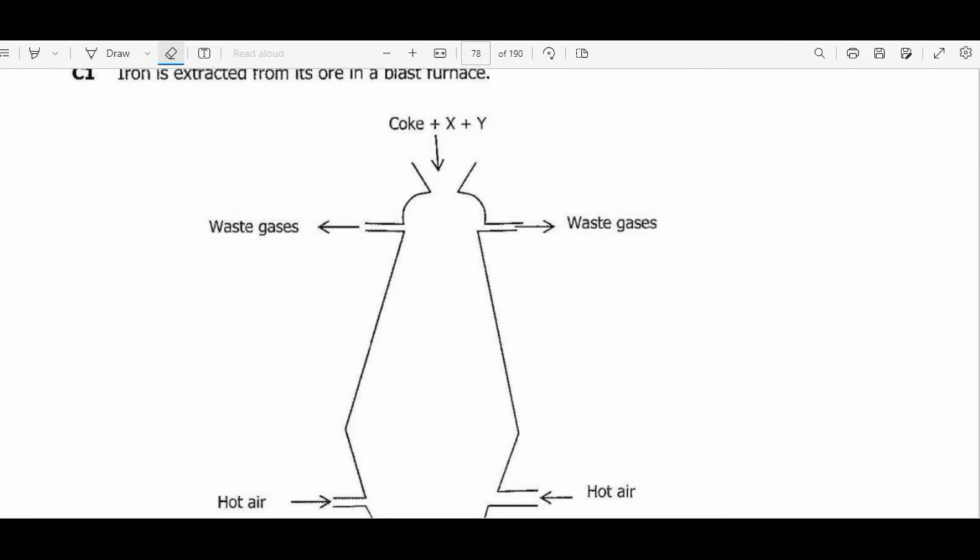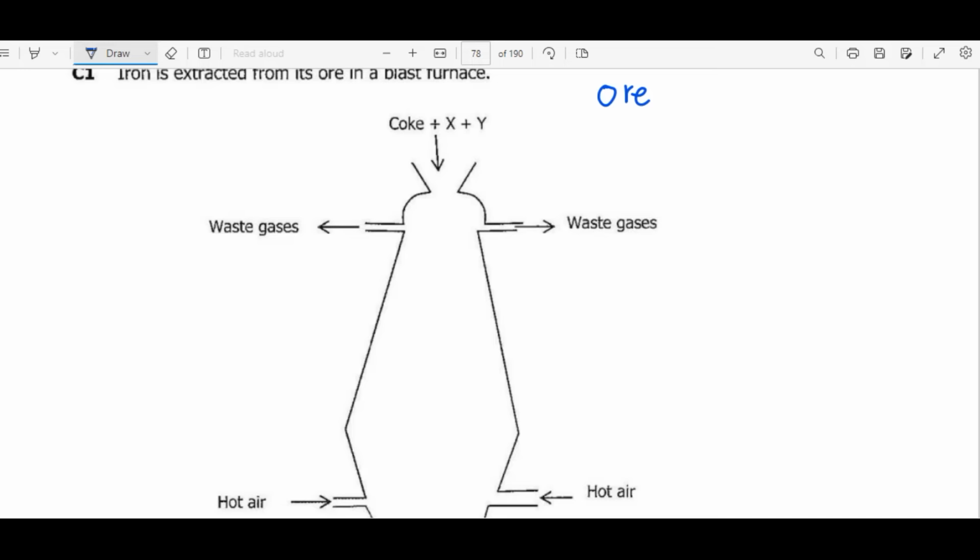Welcome friends. In this video we are going to summarize the extraction of iron, and we are going to do that by focusing on questions that come on the extraction of iron. So here we have this question from section C where we are told iron is extracted from its ore in a blast furnace. Now first let's begin by looking at what is meant by an ore.